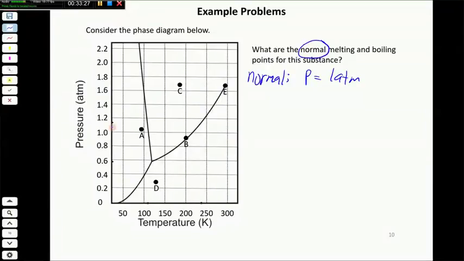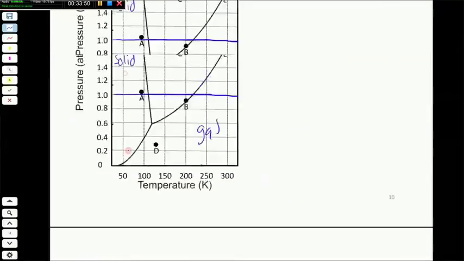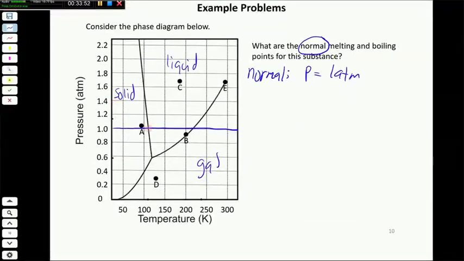So we're talking about this pressure here, 1 atmosphere. For the first time in my life, I drew a straight line the first try. And then we want to figure out the melting and the boiling points. The melting point is going to be the intersection between the solid and the liquid line, or the solid and liquid regions at 1 atmosphere. So we go over to 1 atmosphere, and that's going to be that point there.